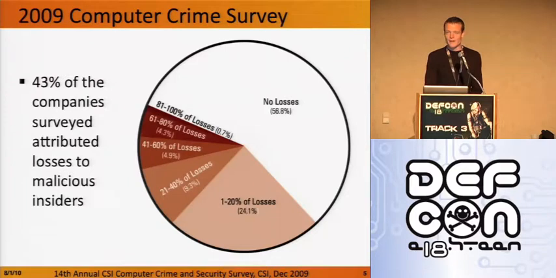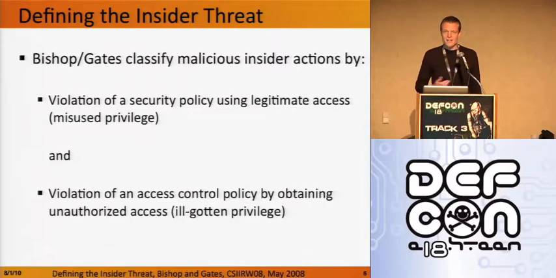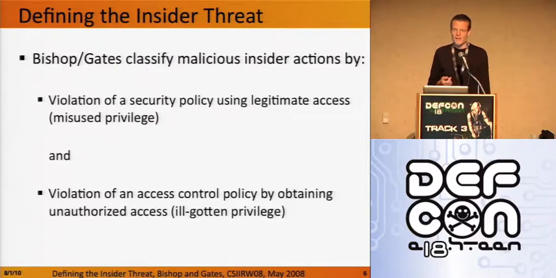So first off, last year more than 43% of organizations that responded to a CSI survey said that they attributed at least some of their losses to insiders, so people that were employed for their company, ostensibly working towards the same goals as the company, but that exacted some damage deliberately. I like a definition that Bishop and Gates is from CA Labs, and Matt Bishop, of course, is at UC Davis, used to define the insider threat.